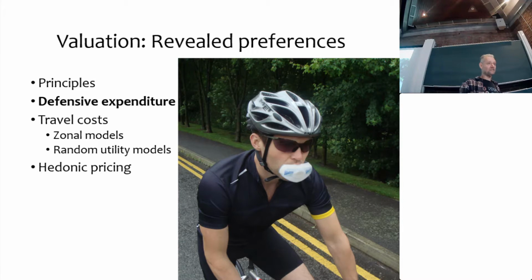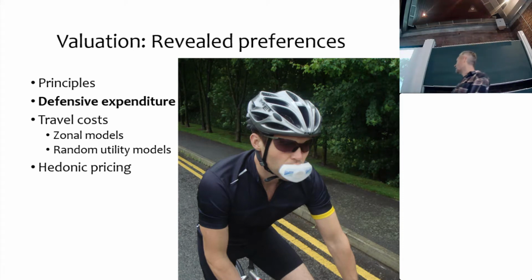So let's look at defensive expenditure, and what you're looking at here is a cyclist who has two investments in his safety. One, he is wearing a helmet, and that is a substitute for road safety, right? If this were a completely safe road, perfectly paved with no annoying cars on the road, then there'd be less reason to wear a helmet, and if it's flat you would have no reason to wear a helmet.